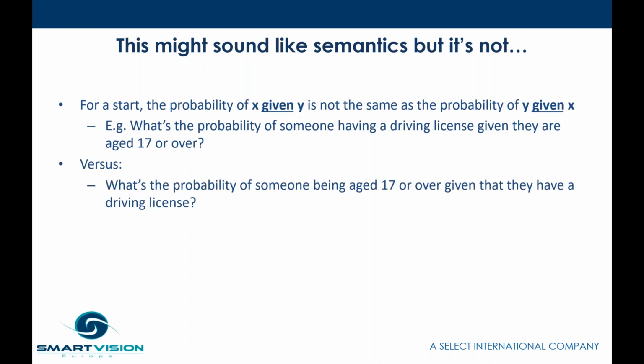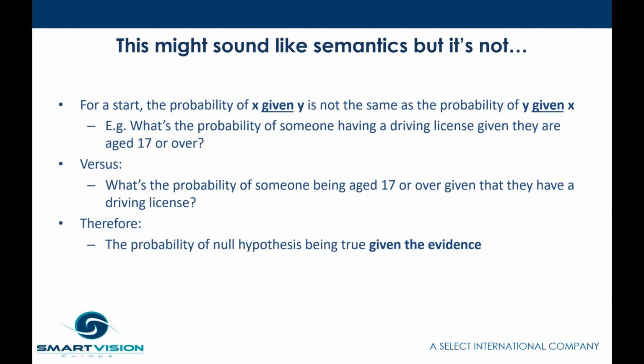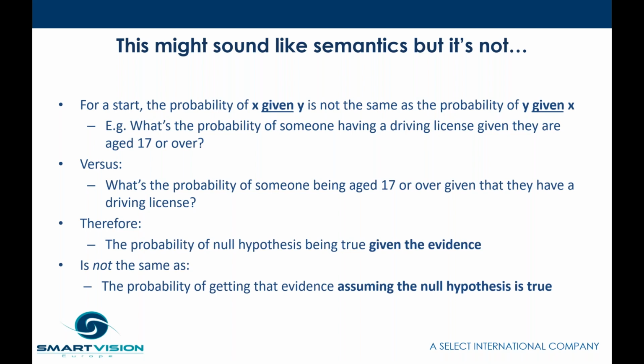That is not the same, of course, as saying, what's the probability of somebody being age 17 or over given that they have a driving license? Because the two group sizes are different. The number of people age 17 or over is probably larger than the number of people who have a driving license. And so therefore the proportions aren't the same. So in the same sense, the probability of the null hypothesis being true given the evidence is not the same as the probability of getting that evidence, assuming the null hypothesis is true.